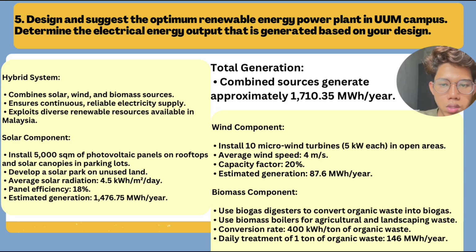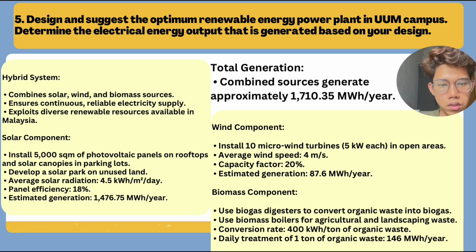For the solar component, we can install 5,000 square meters of photovoltaic panels on rooftops and solar canopies in parking lots. Develop a solar park on unused land. The average solar radiation is 4.5 kilowatt hours per square meter per day. The panel efficiency is 18%, with estimated generation of 1,476.75 megawatt hours per year.